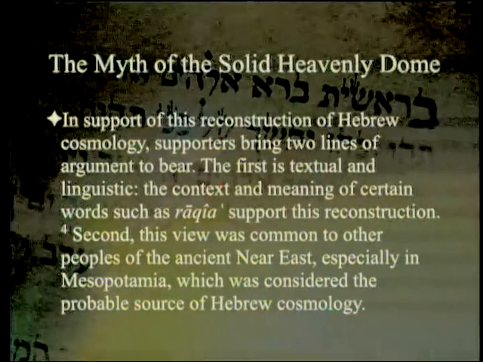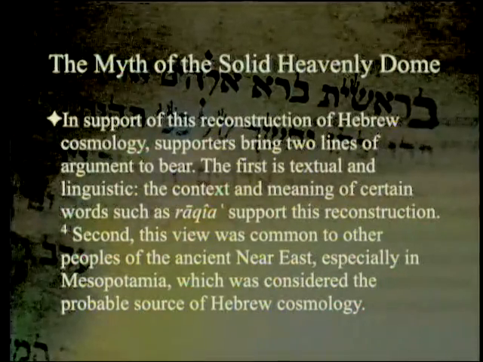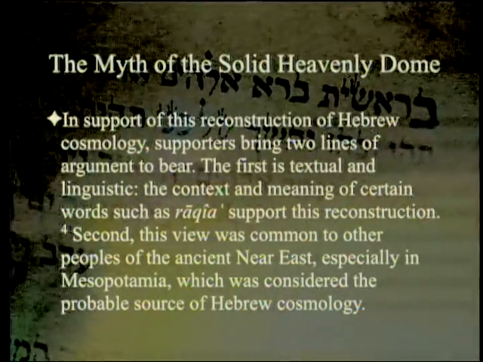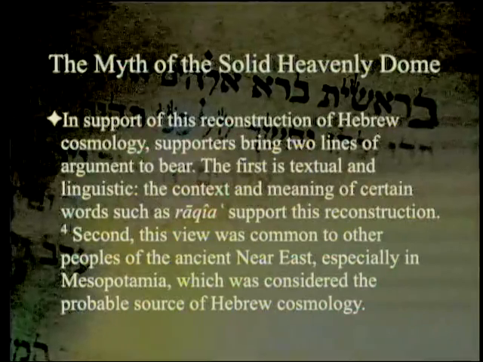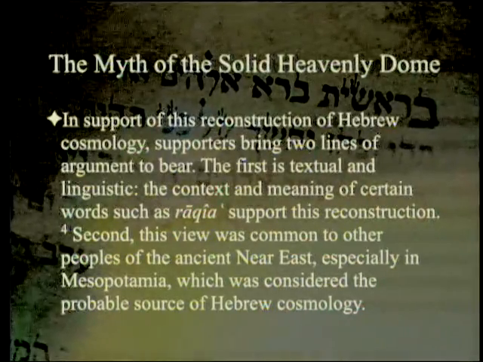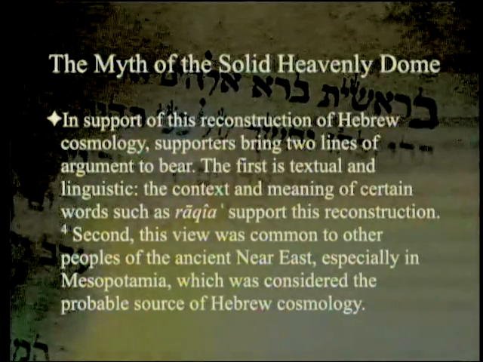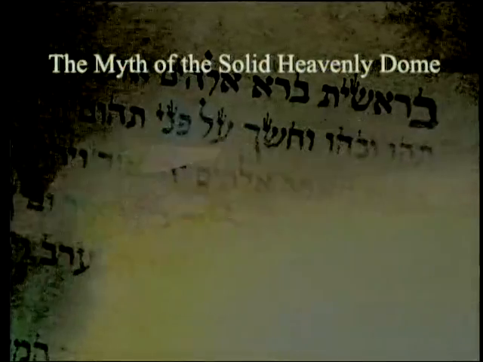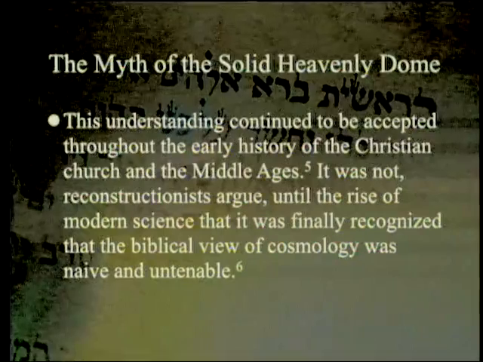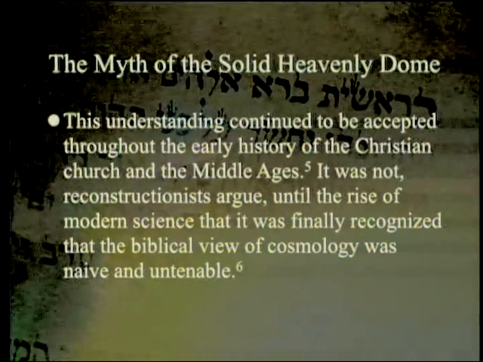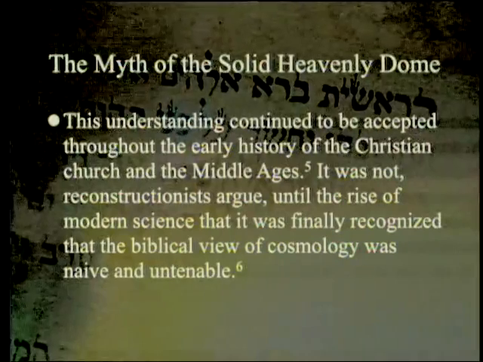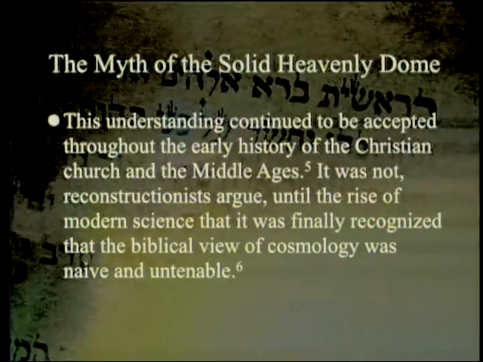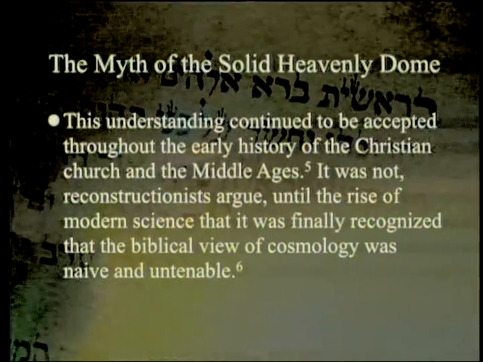Second, this view was common to other peoples of the ancient Near East, especially in Mesopotamia, which was considered the probable source of Hebrew cosmology. Now notice that Hebrew cosmology differs from Mesopotamian cosmology rather strongly in certain areas, certain very central areas, theologically speaking, but somehow the Hebrews just took it over anyway. This understanding continued to be accepted, according to these people, throughout the early history of the Christian church in the Middle Ages. It was not, Reconstructionists argue, until the rise of modern science that it was finally recognized that the biblical view of cosmology was naive and untenable.